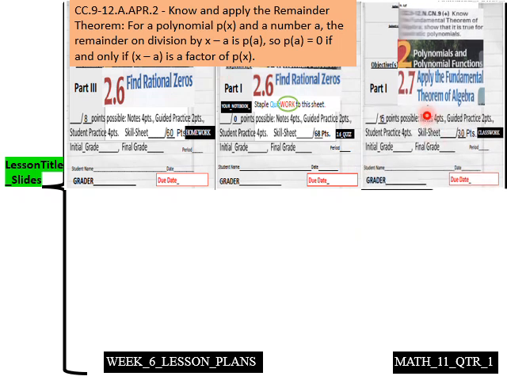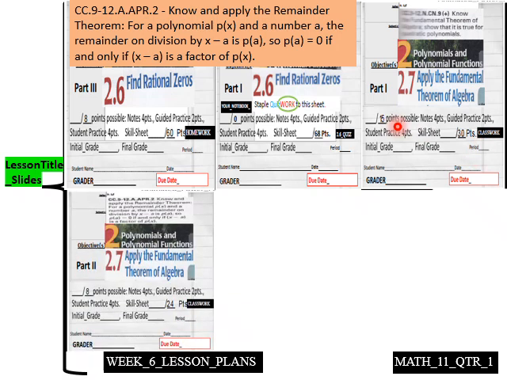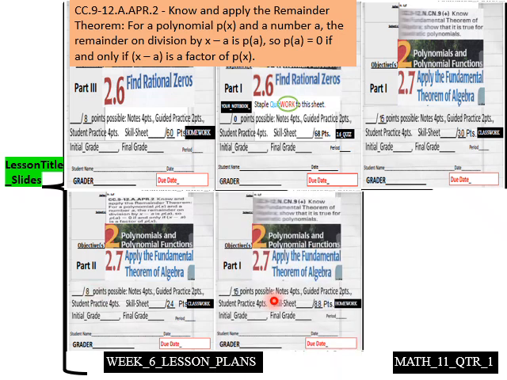And then we go into 2.7, apply the fundamental theorem of algebra. Classwork, 30 points, 15 points here of note taking. Then we go part 2 here, classwork, 2.7, 24 points, 8 points of note taking. And then 2.7 part 1 homework is 88 points, 15 points again for note taking. 2.7, apply the fundamental theorem of algebra.